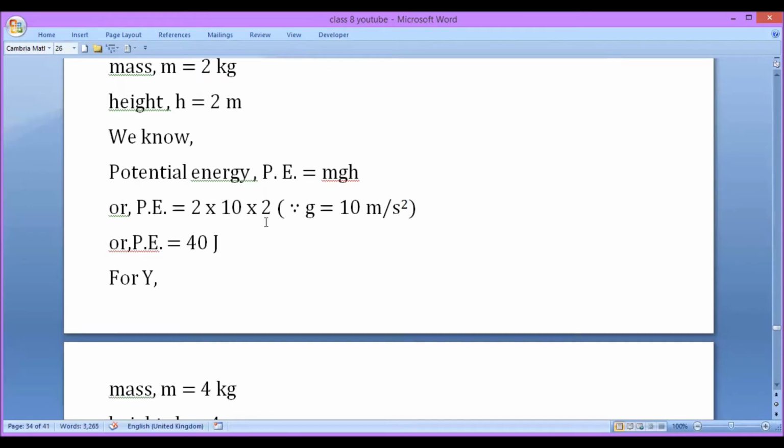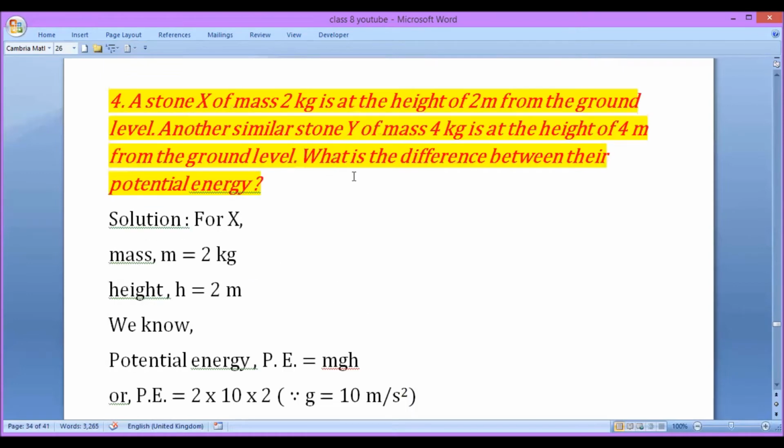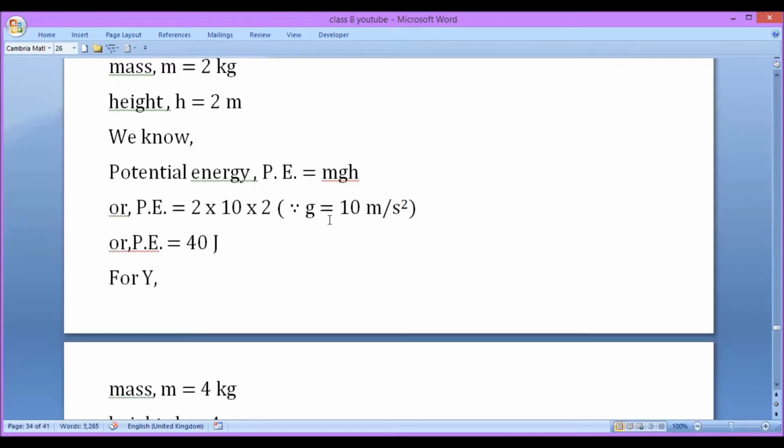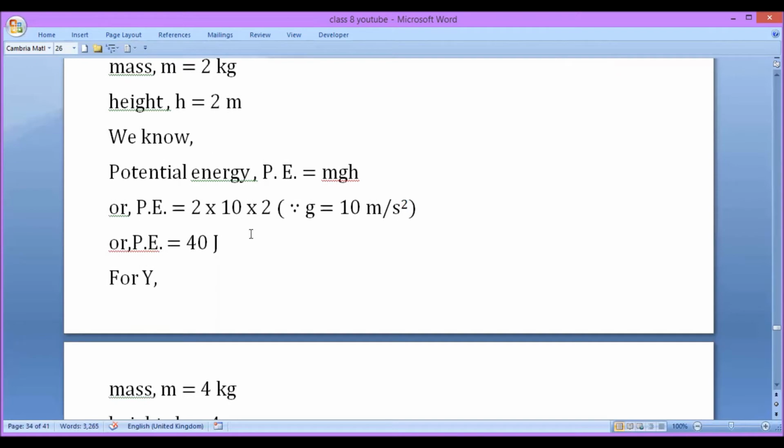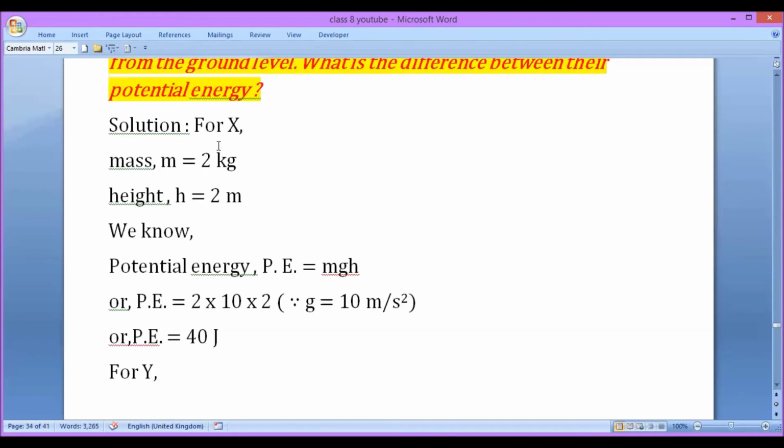Put the value 10, g is equal to 10 meter per second square, which is not given in the question. But you have to understand the value of g on the surface of Earth. On the surface of Earth, the value of acceleration due to gravity g is 10 meter per second square. You have to understand it from the lesson. Okay, and put the value of h. h is given here, 2 meter height. Now we can calculate the potential energy. Multiply it and the potential energy is 40 joule. It is the potential energy of stone X.